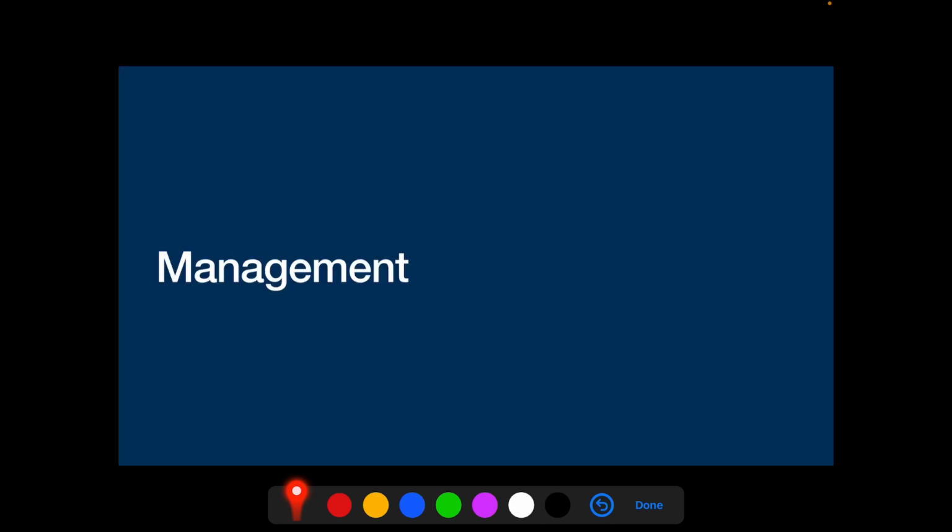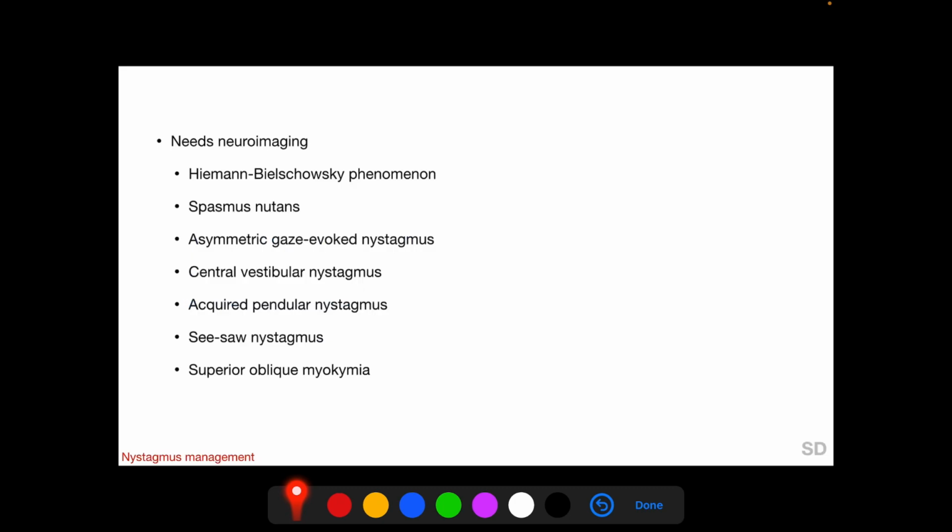Coming to management of patients with spontaneous eye movements, there is a list of abnormal spontaneous eye movements which demands neuroimaging. These include Heimann-Bielschowsky phenomenon, spasmus nutans, asymmetric gaze-evoked nystagmus, central vestibular nystagmus, acquired pendular nystagmus, seesaw nystagmus, and superior oblique myokymia. We have discussed these conditions in this and the previous session.